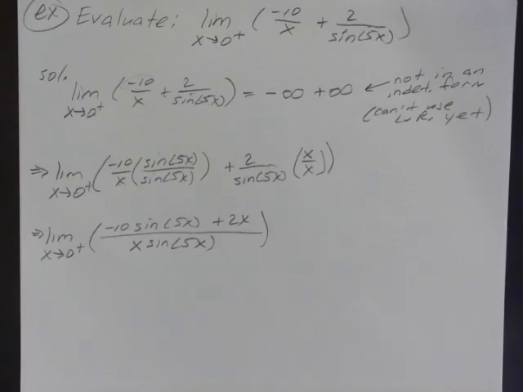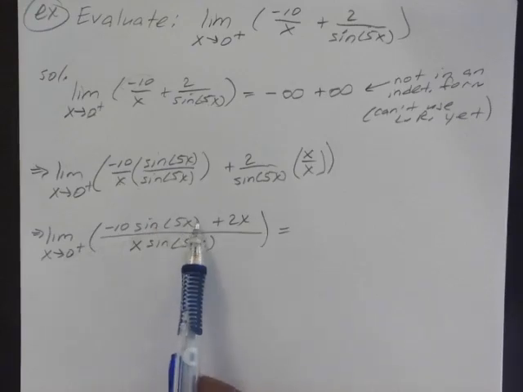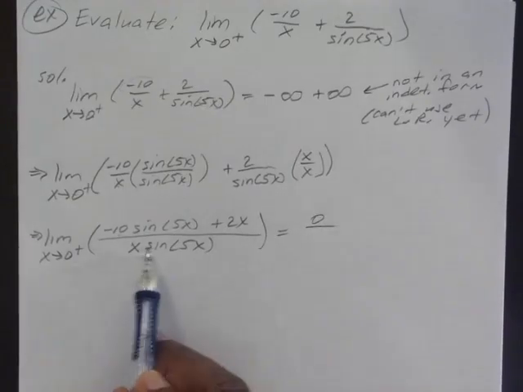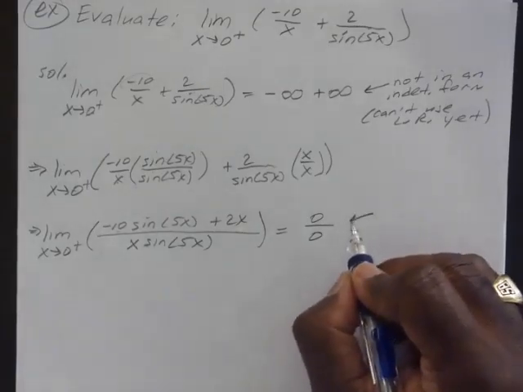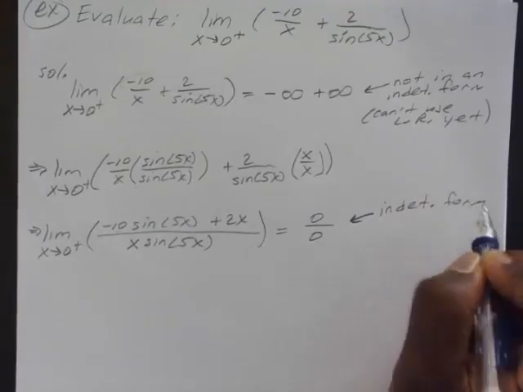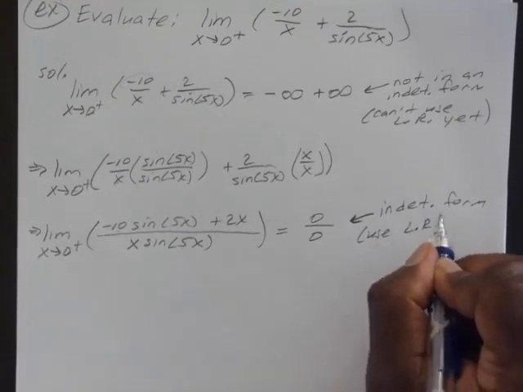Okay, so now we plug in using direct substitution. Sine of 0 is 0, so that's 0 plus 0, which is 0, over 0 times 0, which is still 0. Okay, which means we finally have our indeterminate form, which means we can use L'Hopital's rule.